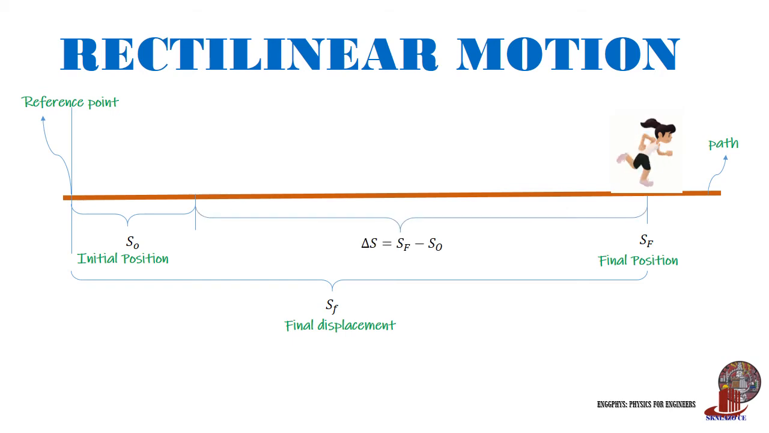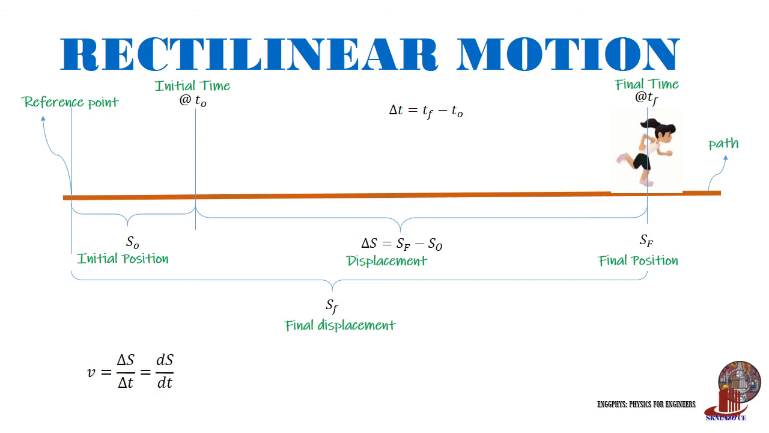Thus, displacement is taken as the difference between these two parameters, final and initial position. Similarly, the time when the particle started is considered as initial time or T0. The time when the particle reached its final position is considered as final time or TF. Delta time, or time elapsed, would be computed as the difference between the final and initial time.